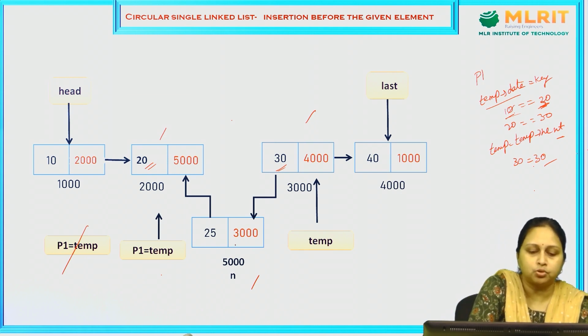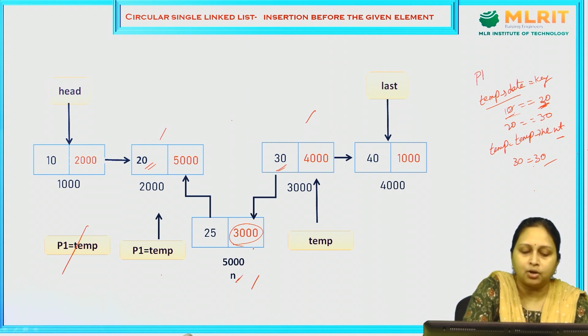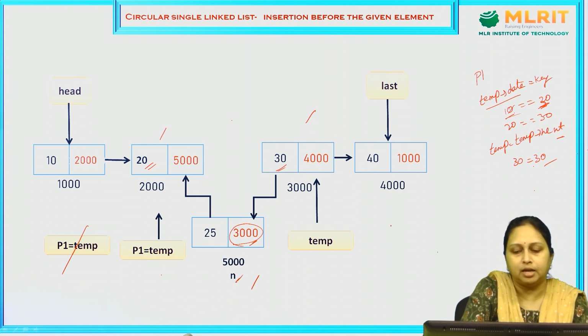I need to store the address of 3000 here. Previously it was null. Now we need to store it with 3000. Now N arrow, this is nothing but the right. N arrow next equal to temp we are going to store.